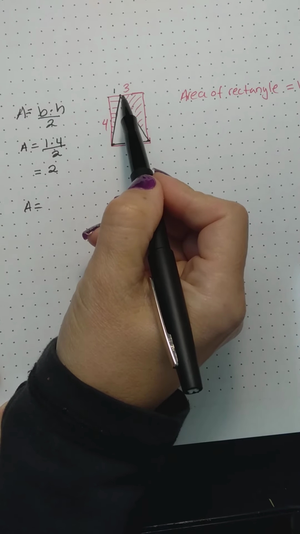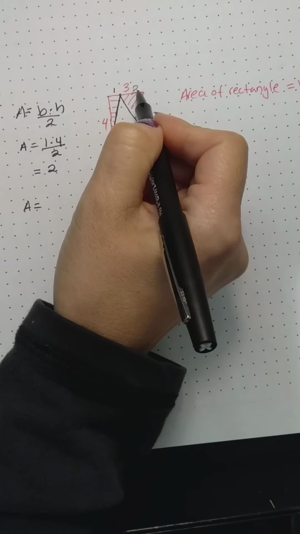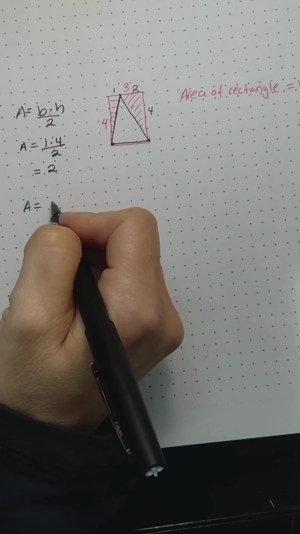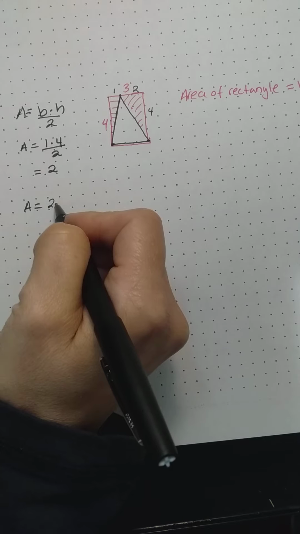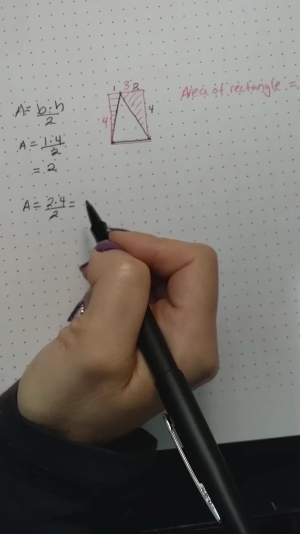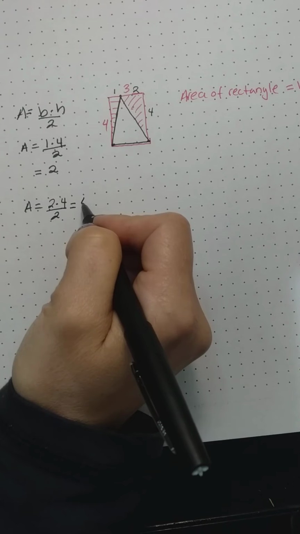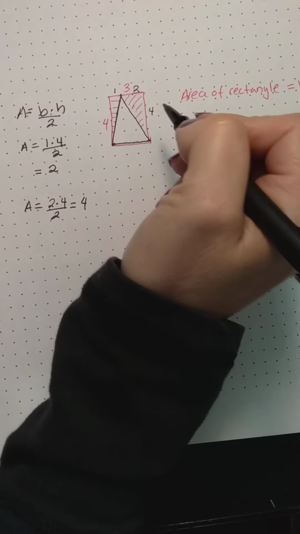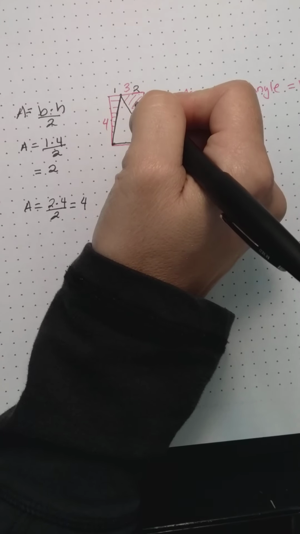So this triangle, the length that we have on top here is 2, and the length that we see in this direction is also 4. So the area of that triangle would be equal to 2 times 4 divided by 2. 2 times 4 is 8, divided by 2 is 4. So the area of that triangle is 4. So I'm going to write the area in here. So the area here is 4.